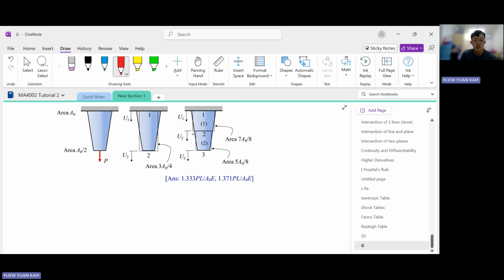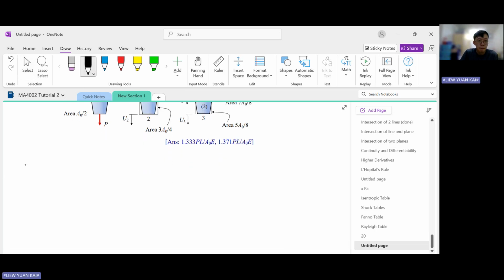Whereas the other version is to make a stepped bar. One step has an area of 7 over 8 A naught, and the second step has a cross-section area of 5 A naught over 8. So we're asked to find the displacements. How much does this face displace? In other words, for part 1 we're asked to find U2, and for part 2 we're asked to find U3. So how much does the bottom face displace?